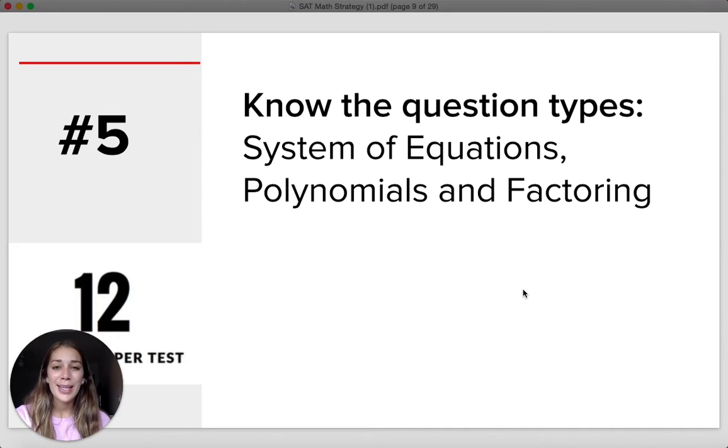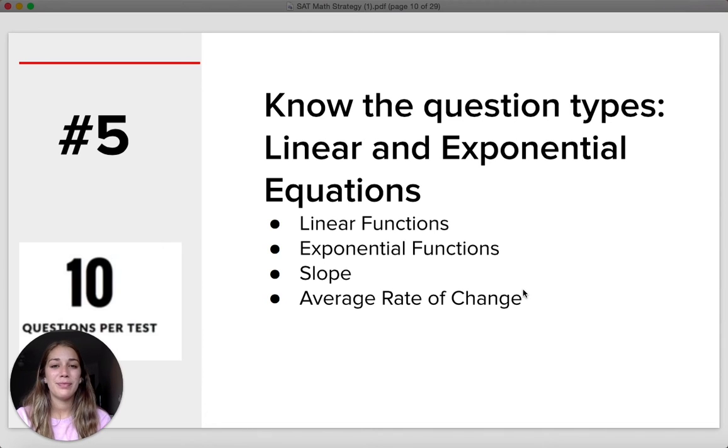You will never take an SAT math section and not see a system of equation question or a factoring question. So make sure you know how to do these things. I can promise you they will come up. Learn how to do them and get them right. The next is linear and exponential equations. These make up about 10 questions per test. You'll see things like linear and exponential functions, slope, and average rate of change.